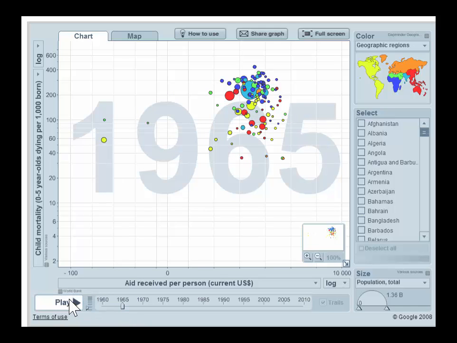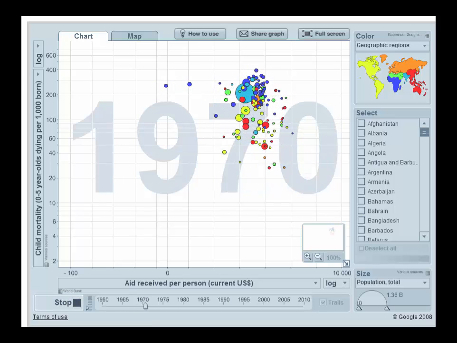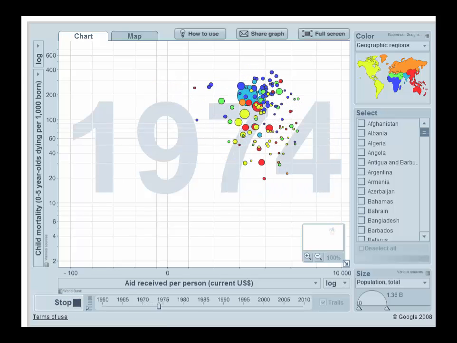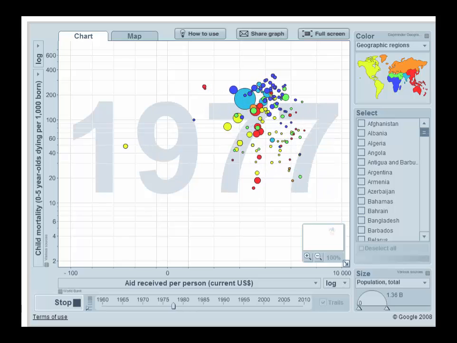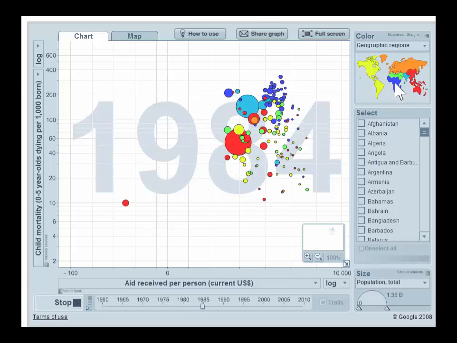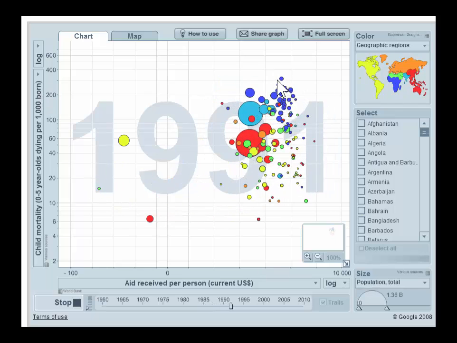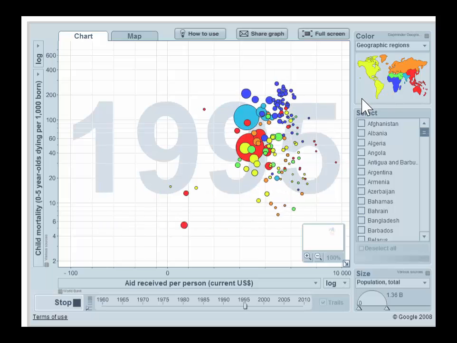The countries as a group then, as we will see, move down in child mortality, but spread out in terms of aid. You'll notice most of the sub-Saharan countries stay at the top in terms of child mortality and still receive a relatively large amount of aid.